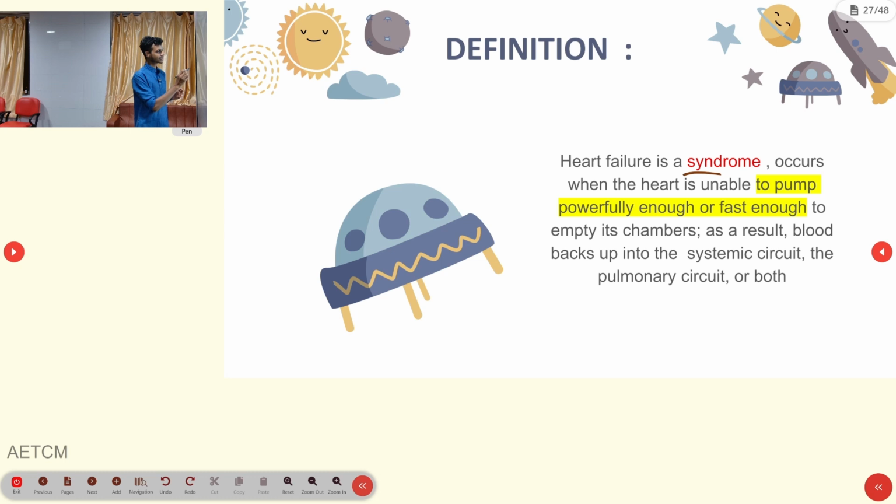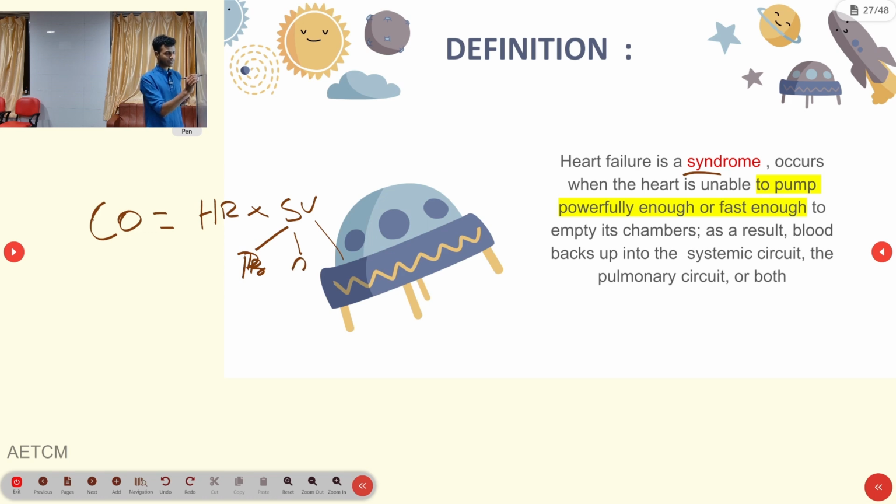To understand that concept, if you remember the cardiac output formula, it will be easily understandable. Cardiac output is equal to heart rate into stroke volume, right? Stroke volume depends upon the preload and afterload, and then it depends upon the contractility of the heart. So if there is any problem in this part, that will directly affect the cardiac output.